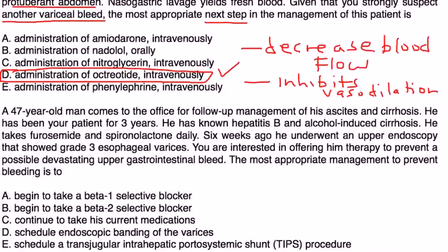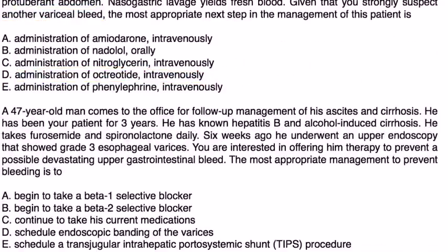And then finally, 47-year-old man comes to the office for a follow-up management of his ascites and cirrhosis. He has been your patient for 3 years. He has known hepatitis B and alcohol-induced cirrhosis. He takes furosemide and spironolactone daily. 6 weeks ago, he underwent an upper GI endoscopy that showed grade 3 esophageal varices. You're interested in offering him therapy to prevent a possible devastating upper GI bleed. The most appropriate management to prevent bleeding is?